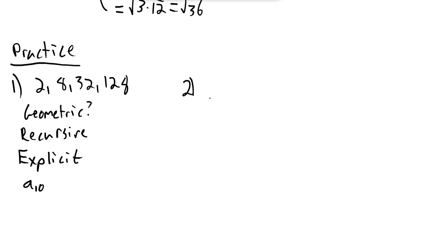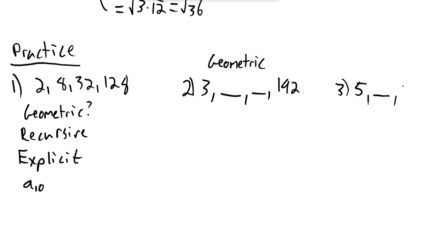When you're done with that, here's another one for you to do. We're given 3, we have 2 blanks, and we know that this term is 192. If this is geometric, what are those middle two terms going to be? And then finally, tell me what the middle term is going to be for this. So pause the video, go ahead and do all of these, and then we'll meet back up. All right, welcome back. Let's get started.